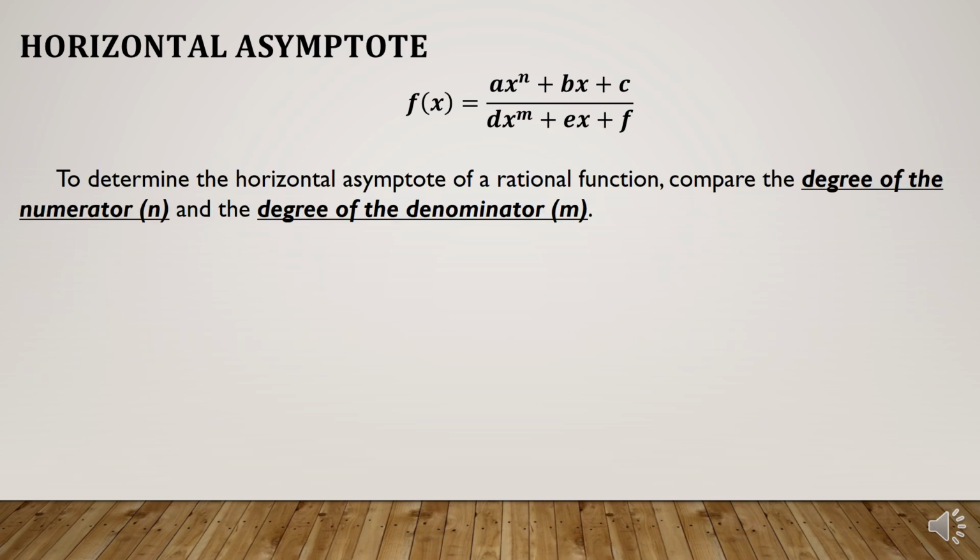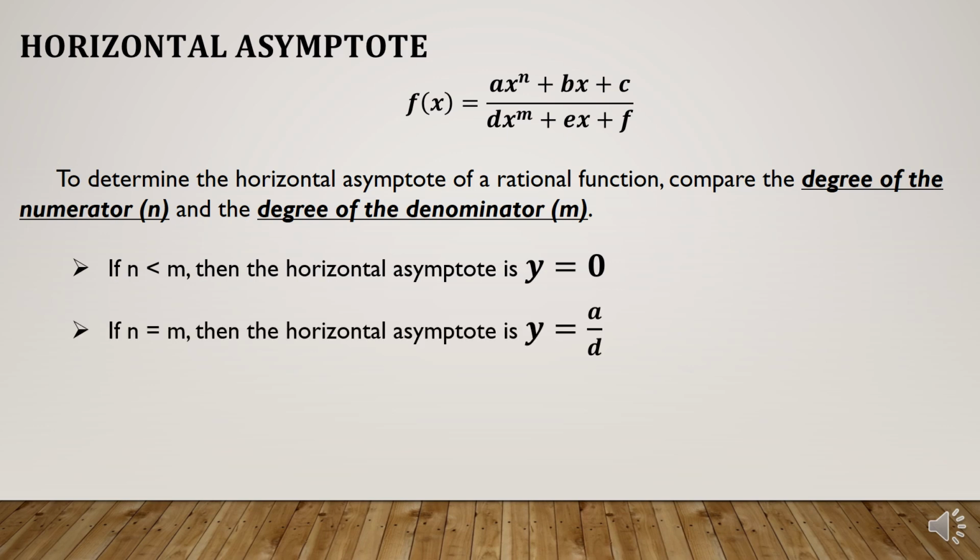To make it easier for us to determine the horizontal asymptote of a rational function, we will now compare the degree of the numerator, which is n, and the degree of the denominator, which is m. If n is less than m, then the horizontal asymptote is y is equal to 0. If n is equal to m, then the horizontal asymptote is y is equal to a over d.